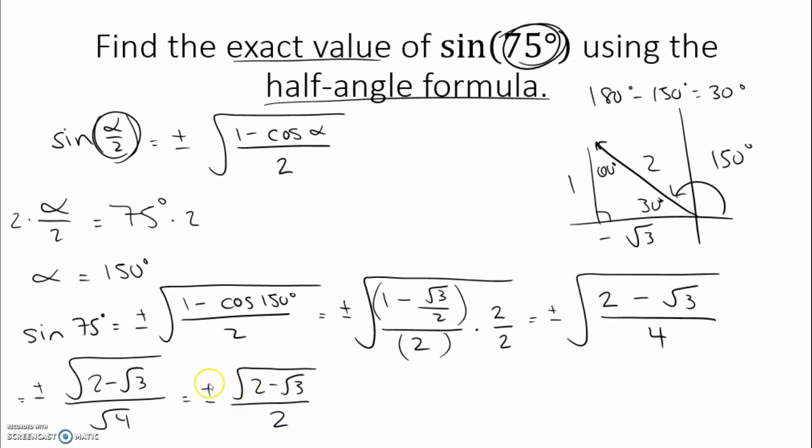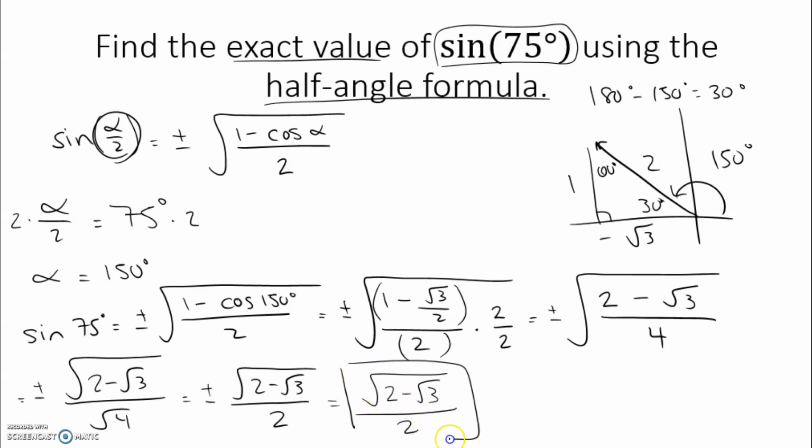Okay, now the last thing is to decide, do I use the positive or the negative sign here? Well, notice what we're looking for. We're looking for sine of 75. 75 is in the first quadrant, and sine of anything in the first quadrant is going to be positive. So this is going to be positive square root of 2 minus the square root of 3 divided by 2, and that would be your final answer.